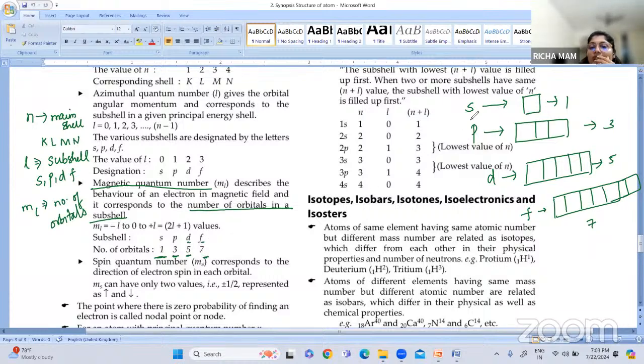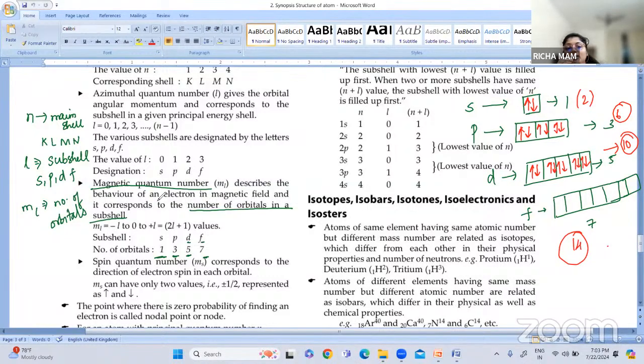So S, how many electrons can it accommodate? The maximum number of electrons which can be accommodated in the S orbital is 2. P can accommodate 1, 2, 3, 4, 5, and 6, so 6 electrons. D orbitals, 1 to 10, so 10 electrons. And F orbitals, 14 electrons. So this is the magnetic quantum number.